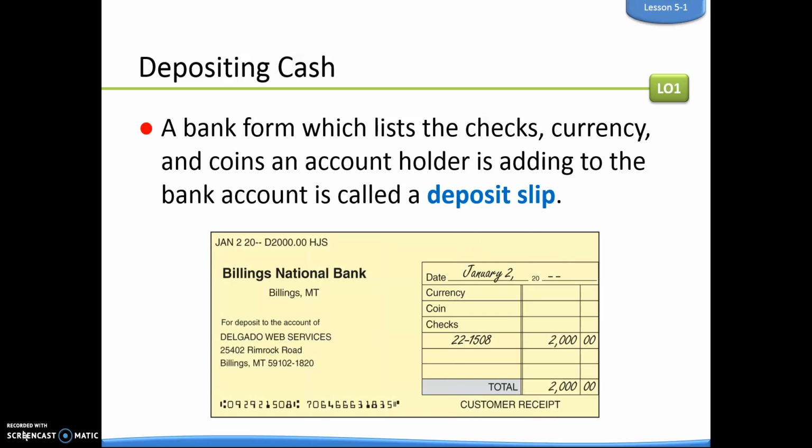So this is what the deposit slip looks like. Delgado Web Services banks at a bank called Billings National Bank in Billings, Montana. We put the date on it, and then we put $2,000 into our account from check number 22-1508 for a total of $2,000. So that's just an example of a deposit slip.